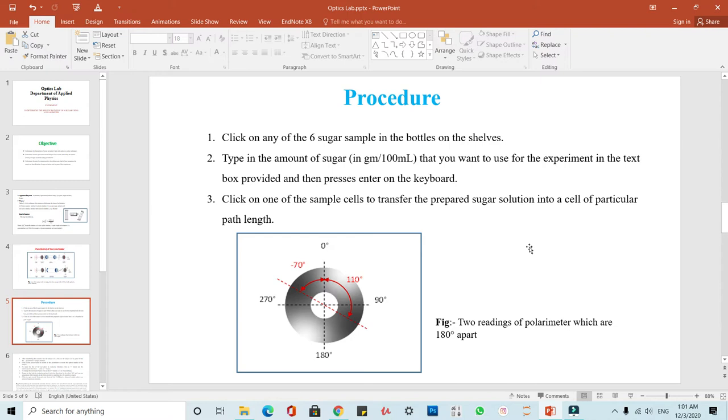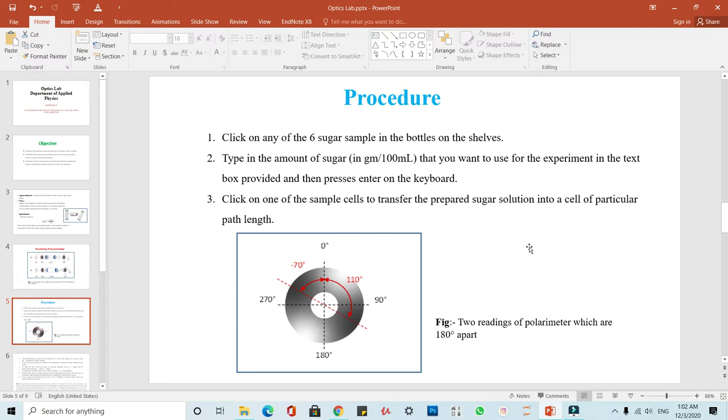So this is the procedure for how we will perform the experiment. In this experiment, we will prepare a sugar solution of known concentration. We can vary the concentration depending on our choice. But these samples are of unknown identity. We don't know whether this is fructose or glucose. We have to find the value of specific rotation, and then by comparing it to the standard value we can identify which sugar our sample is.